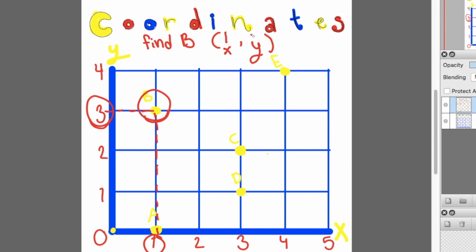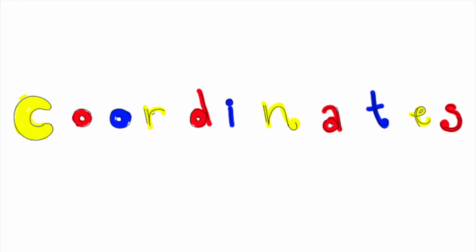From this video, we have reviewed the definitions of coordinate planes and coordinates. In addition, we have also tried a few practice problems and learned a few methods to solving those problems.